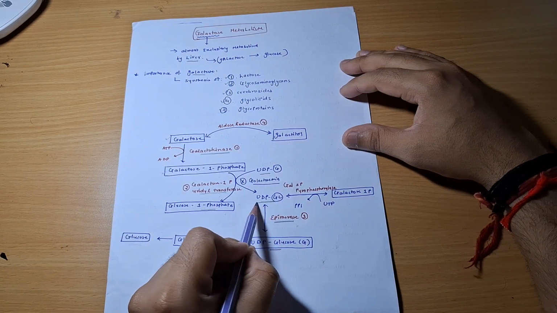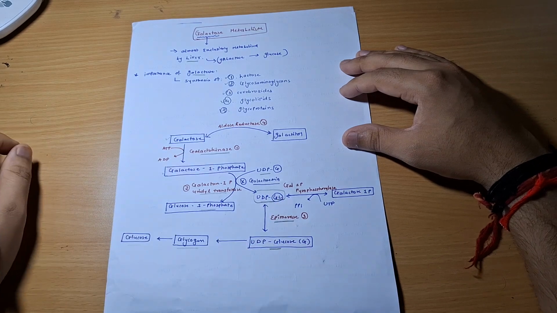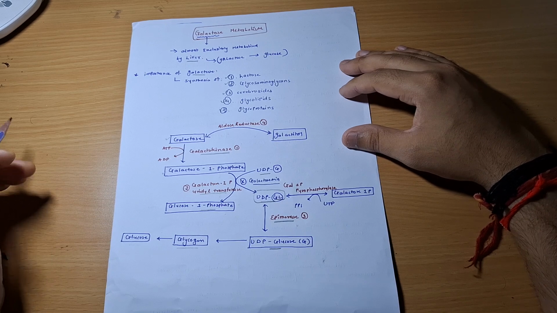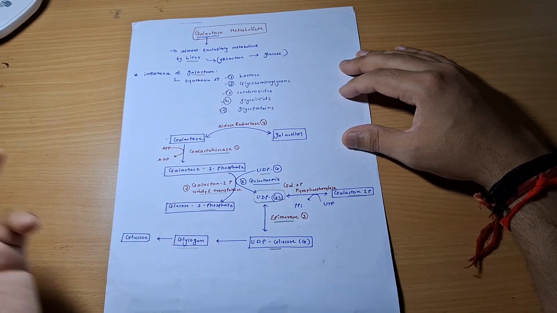Sometimes this UDP galactose is acted upon by the galactose 1 pyrophosphorylase enzyme and ultimately converted into galactose 1-phosphate.